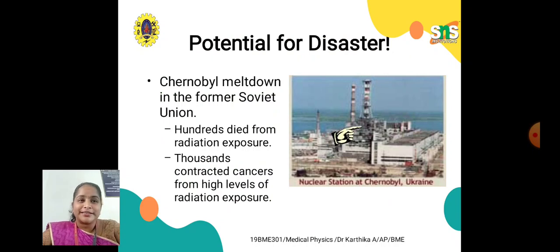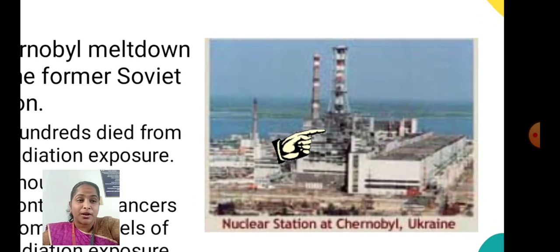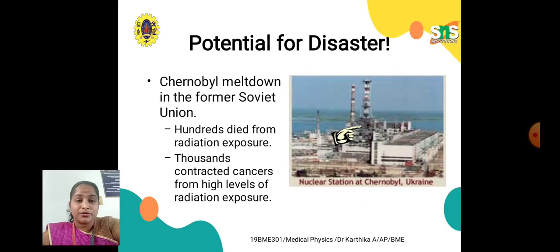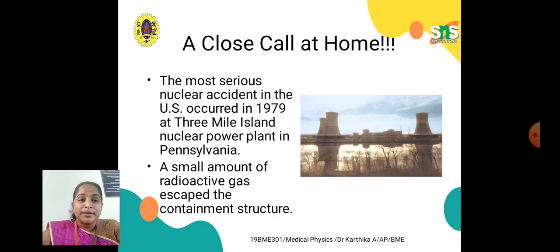Okay, and the potential for disaster: we consider the Chernobyl effect. The Chernobyl meltdown in the former Soviet Union. Here hundreds died from radiation exposure and thousands contracted cancers from high levels of radiation exposure. See here the Chernobyl effect in Ukraine. And the most serious nuclear accident in the US occurred in 1979 at the Three Mile Island nuclear power plant in Pennsylvania. A small amount of radioactive gas escaped the containment structure here.